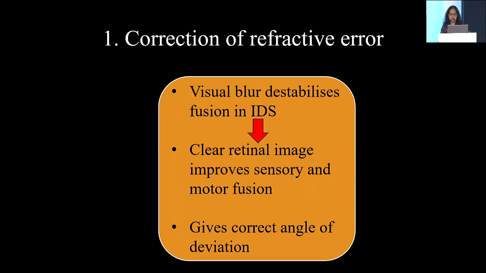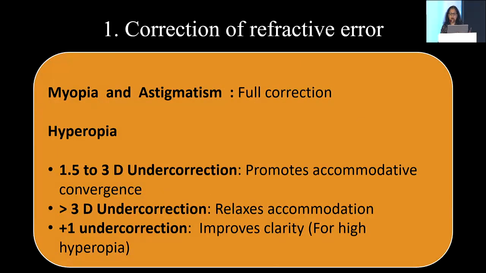So if there is an uncorrected refractive error, the visual blur destabilizes fusion in intermittent exotropias, whereas a clear retinal image improves sensory and motor fusion and also helps us in giving a correct angle of deviation. In myopes and astigmats, we correct fully. In hyperopia, we usually undercorrect to the extent of 1.5 to 3 diopters. If we undercorrect more than 3 diopters, it actually relaxes accommodation, and in higher hyperopes, you should not undercorrect too much because again it will cause a blur and it will defeat the purpose.